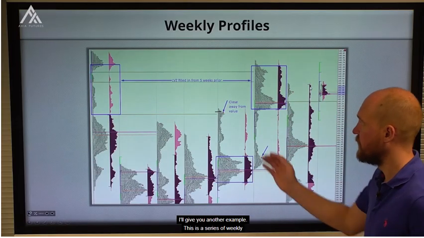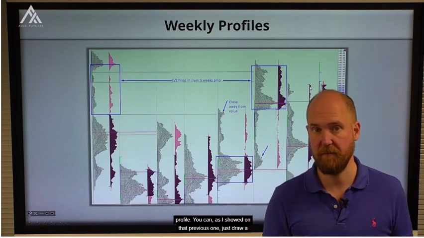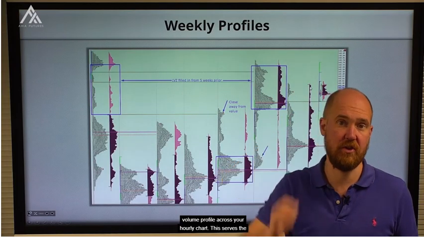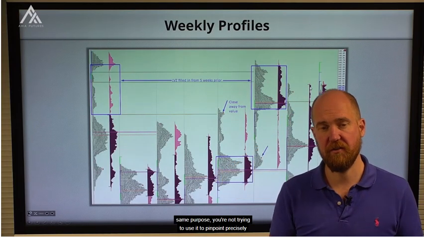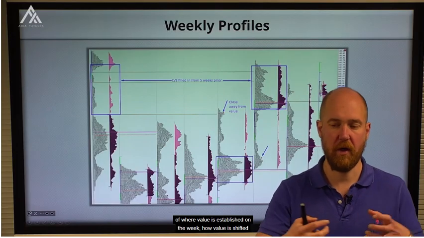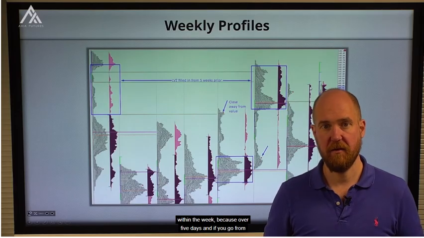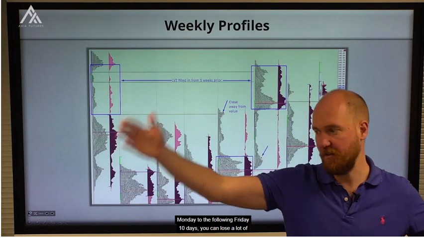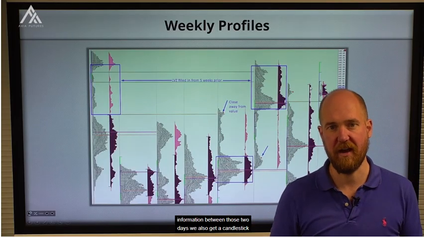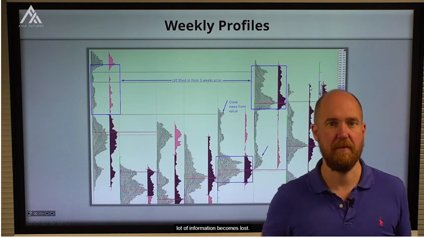I'll give you another example. This is a series of weekly profiles. Now, I don't think you necessarily need to use a weekly profile. You can, as I showed on that previous one, just draw a volume profile across your hourly chart. This serves the same purpose. You're not trying to use it to pinpoint precisely where you're trying to trade. You're using it to gauge a sense of where value is established on the week, how value is shifted within the week. Because over 5 days, and if you go from Monday to the following Friday, 10 days, you can lose a lot of information between those 2 days. If you look at a candlestick chart, there's so much space between the two that often a lot of information becomes lost.